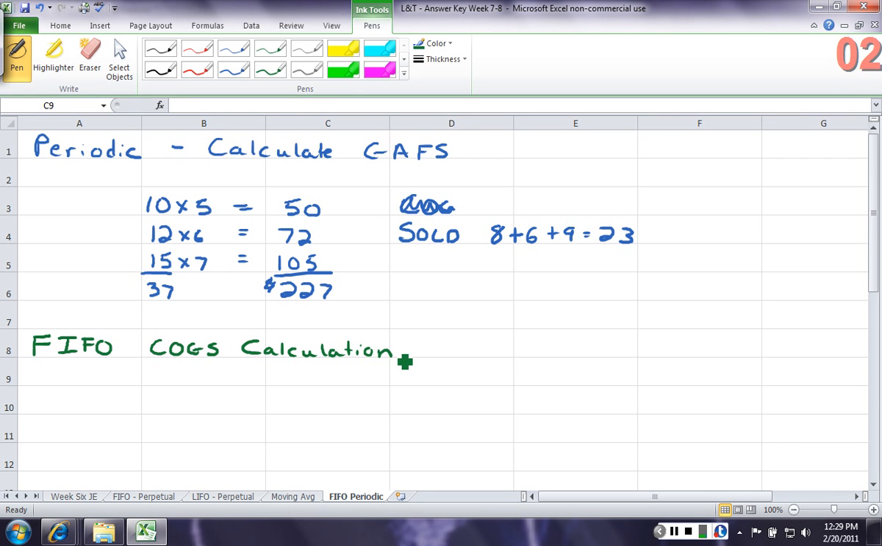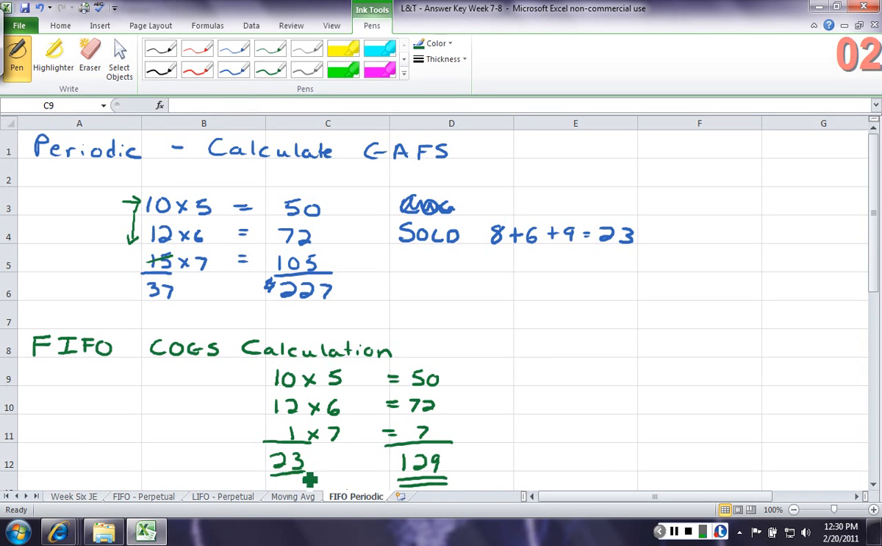So I know I sold 23 and I'm doing FIFO. So first in, first out. So I have to go down. So I sold 10 at 5, 12 at 6, because remember I have to get to a total of 23 units. So to get to 23, I must have taken some from here. So I have 23, and this is for a total of $129. So I sold 23 units for a total cost of goods sold of $129.